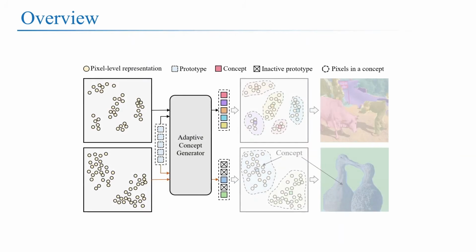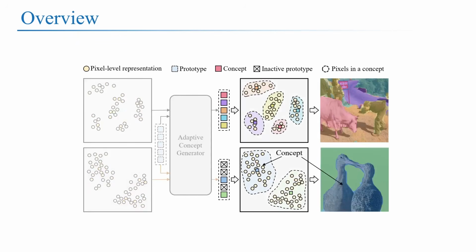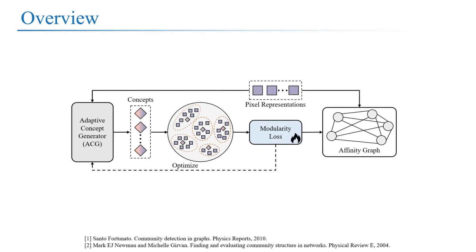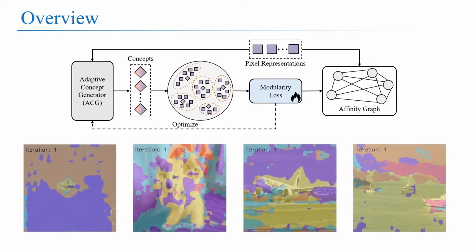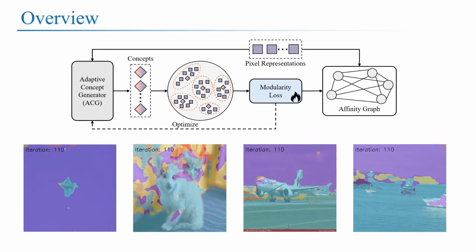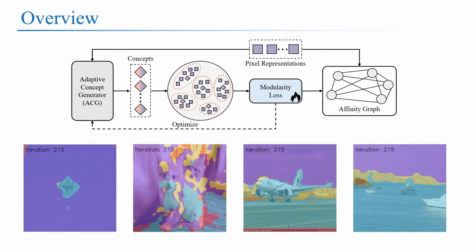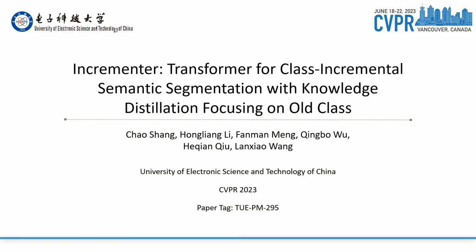For this purpose, we design the adaptive concept generator to project a set of prototypes to concepts adaptively for different images, and then assign pixels to the nearest concept to achieve segmentation. For unsupervised training of the ACG, we propose modularity loss, which estimates the intensity of assigning 2 pixels to the same concept by their adjacency in the graph, independent of the concept number.